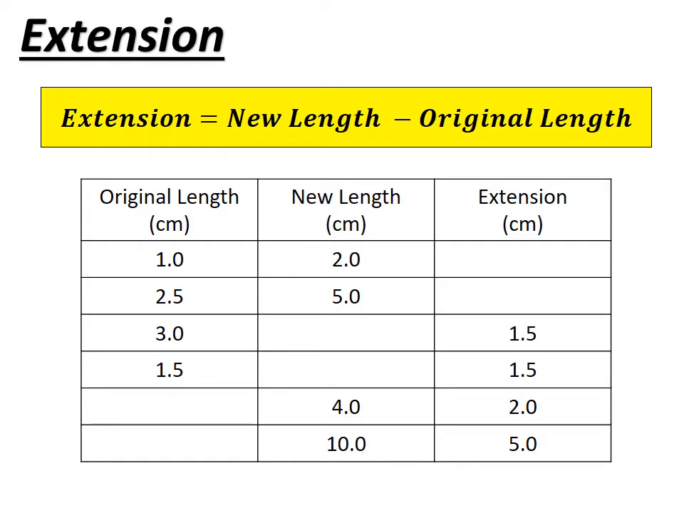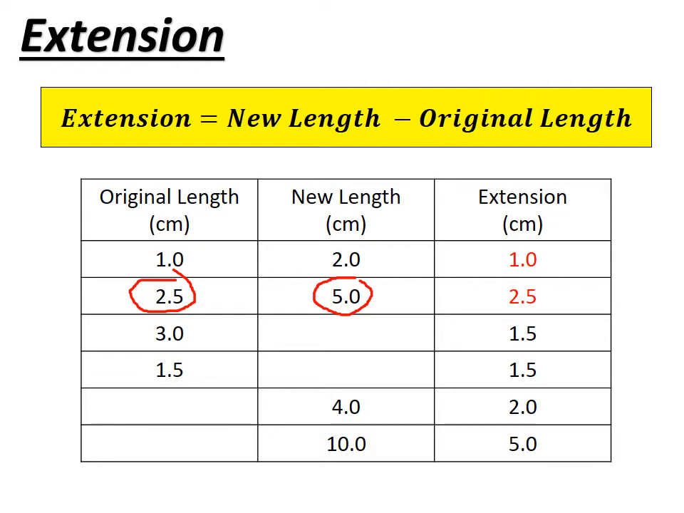So in this one here we've got the new length is 2, and that's subtract 1, so the extension must be 1. The same thing underneath. The new length is 5, and we're going to subtract 2.5 from that. So 5 minus 2.5 is 2.5.